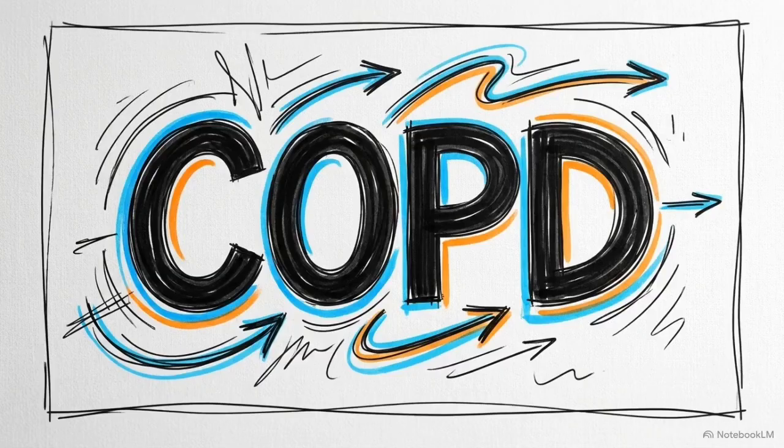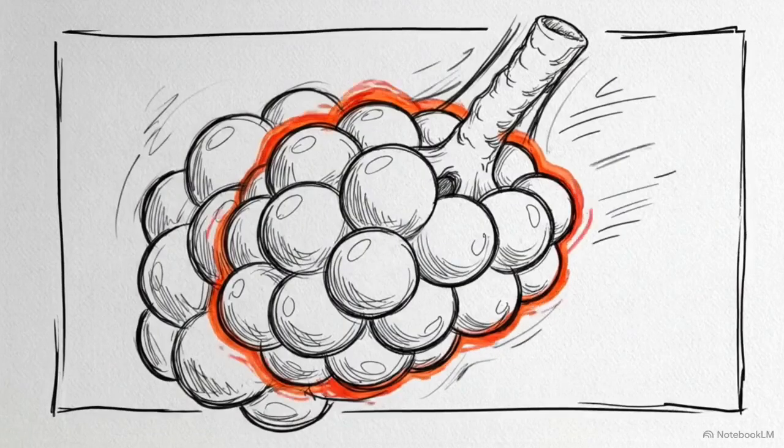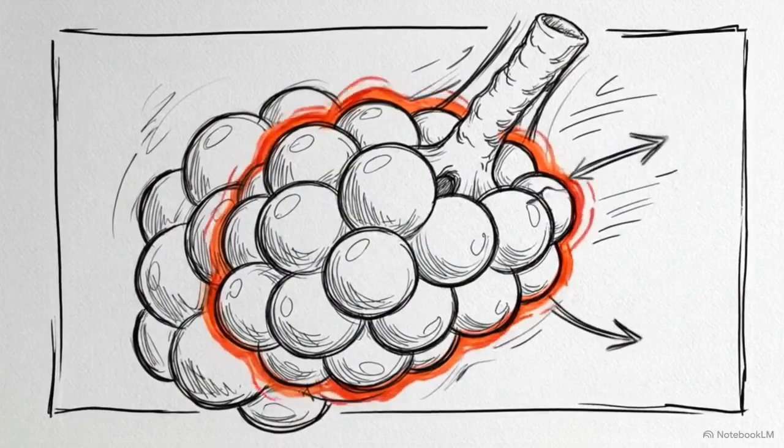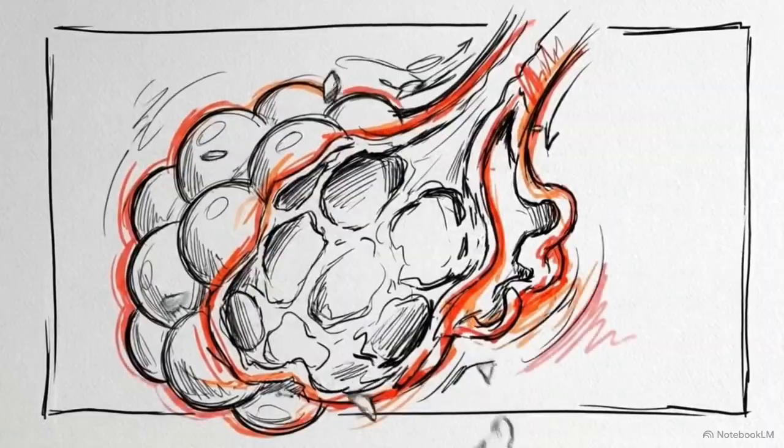COPD operates on a completely different timeline. It is a chronic, progressive disease characterized by permanent damage to the respiratory tract. COPD encompasses 2 distinct pathologies that typically occur together. Chronic bronchitis involves constant inflammation and heavy mucus production in the bronchi. Emphysema is the physical destruction of the alveoli, the tiny, fragile sacs where gas exchange actually occurs in the lungs.